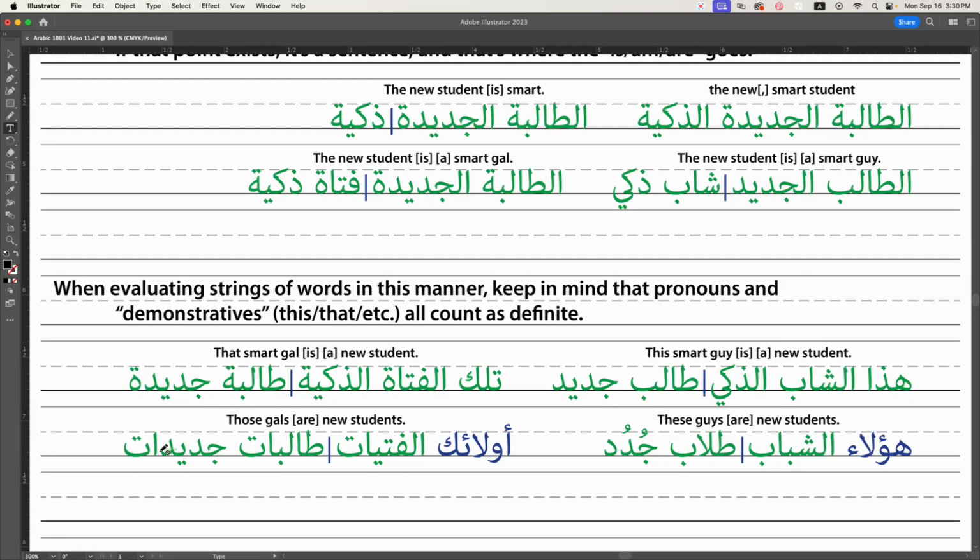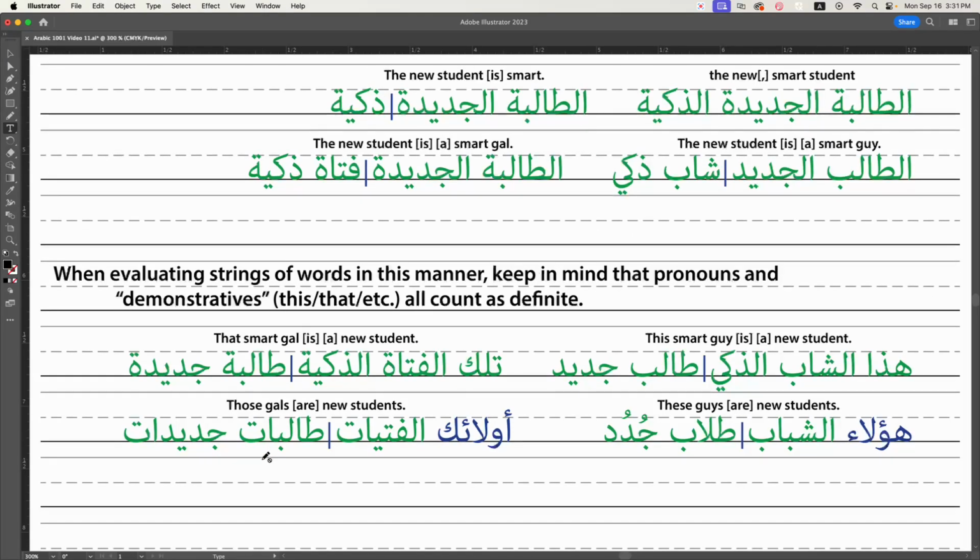طالبات, جديدات. Remember, groups made up entirely of human women have the at plural, the jam' mu'annath salim, the safe feminine plural. So those gals, what about them? Are new students. Again, there's no "are" here. Take a look at another set of examples.